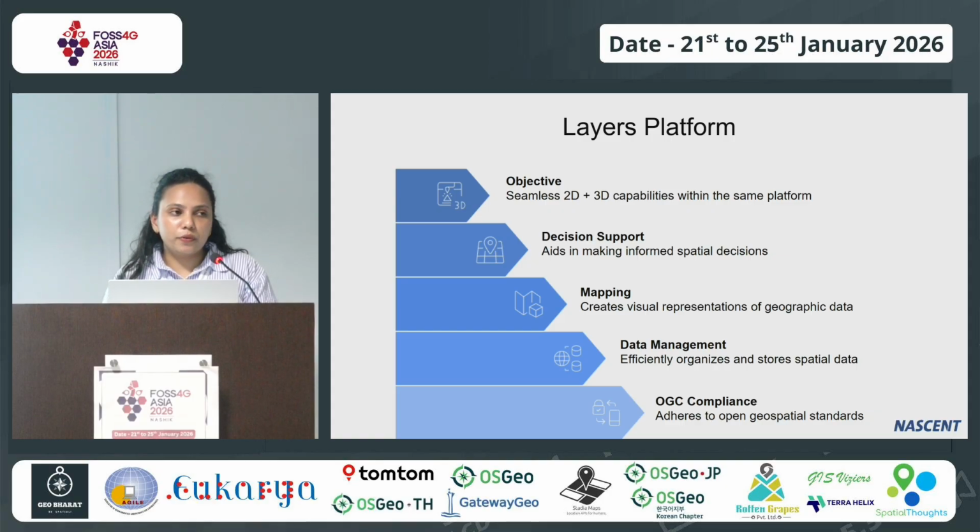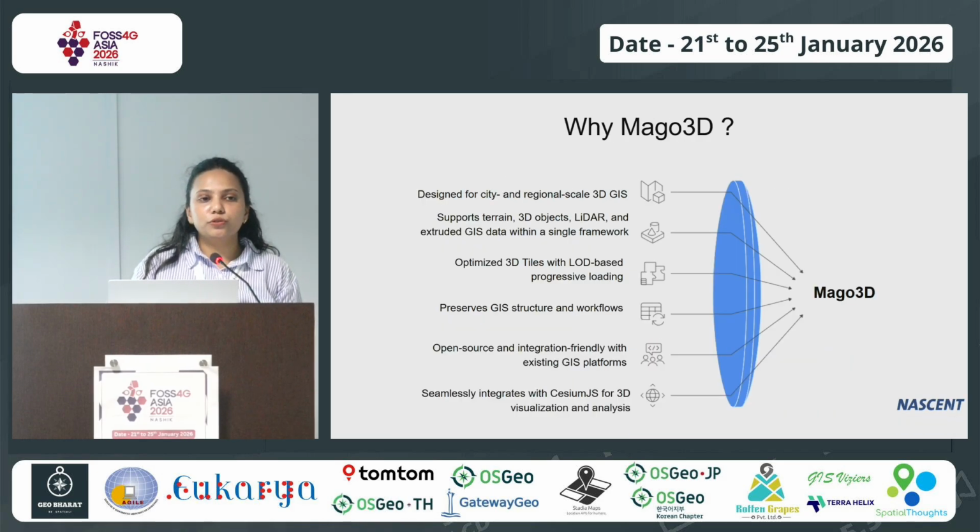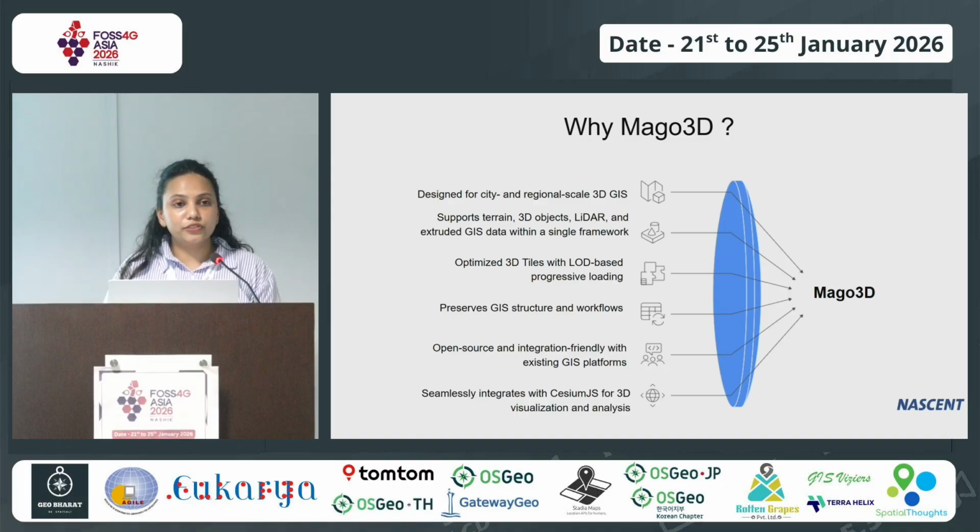The tools we provide on our layers are very good for decision making. Next, the objective was to extend our support from 2D GIS to 3D GIS, having both on the same platform. For that, the major challenge was how to convert 2D data to 3D data.